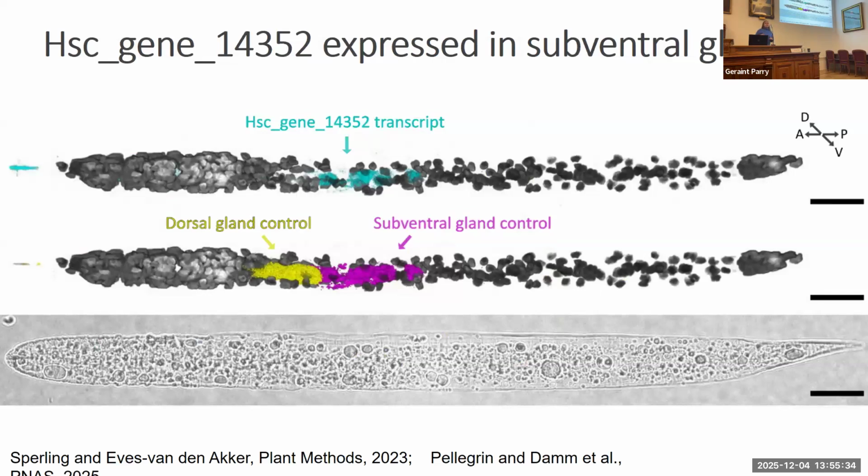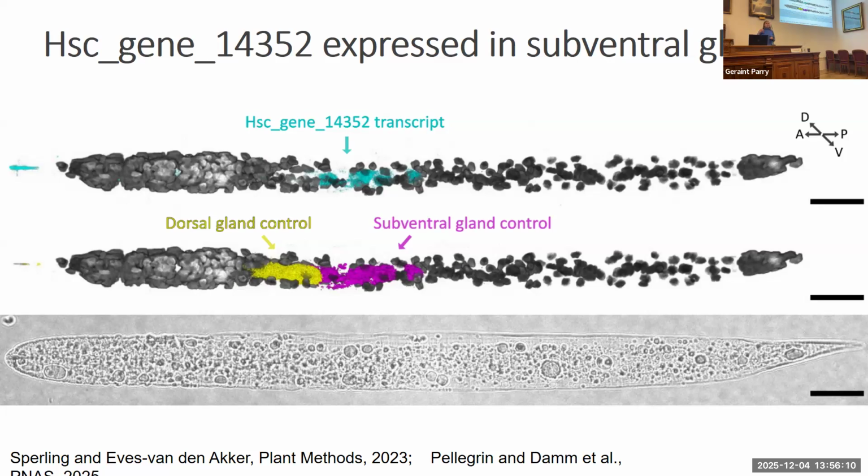What you see in this picture here is a picture of a nematode. In the upper panel, you can see in cyan the transcript of our candidate regulator that we're investigating. Below that, you can see 2 controls. There's a dorsal gland control in yellow, for a gene that we know is expressed in the dorsal gland cell. And you can see a subventral gland control in magenta, for a gene that we know is expressed in the subventral gland cell. Now we can compare these 2 panels. If we do this, we notice that the transcription factor that we're investigating in cyan nicely matches our subventral gland control in magenta.